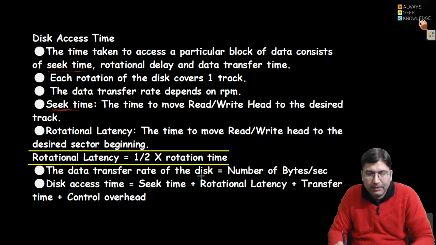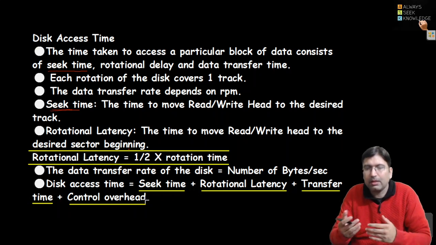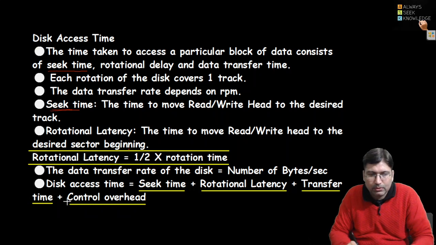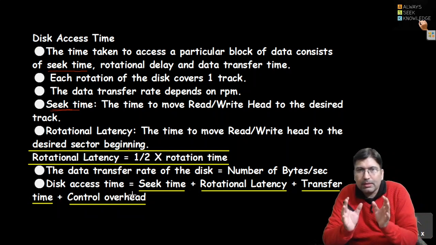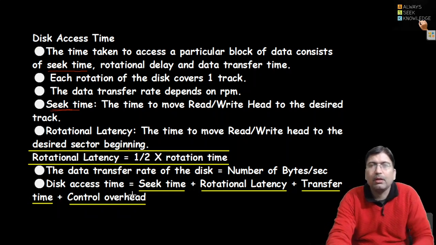Then the data transfer rate of the disk is equal to the number of bytes per second. This is the unit: how many bytes per second are being transferred. That depicts the data transfer rate of the disk. Then the disk access time, as I already told you, includes the disk seek time, the rotational latency and the data transfer time, and if there is any control overhead, because the OS generates the signal to move the arm and there are other things also. So by adding all these things, we can find out the disk access time. I hope you are now clear about the structure of the disk and how we can calculate different times related to the disk.